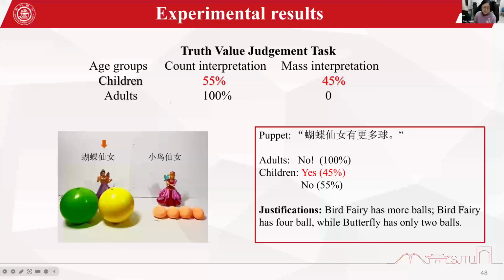But for elders, they still prefer the count interpretation. They reject the sentence 100% of the time, for this sentence 我得先有更多球. In their justification, they would say the bird fairy has more balls, or the bird fairy has 4 balls while the butterfly fairy has only 2 balls. So this is the justification when they reject the sentence under the count interpretation.